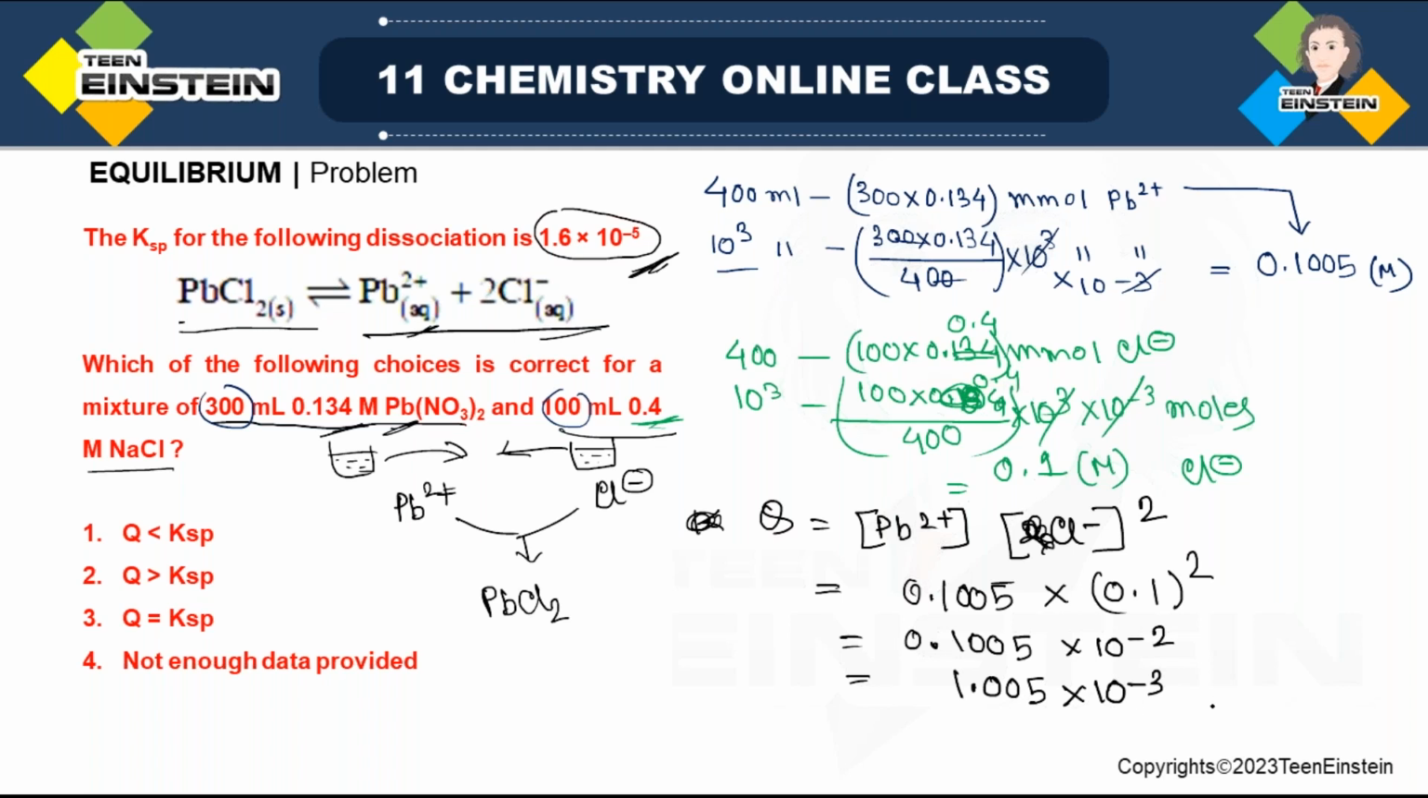So now the power will change, and this value of Q, just compare with this one. This is basically greater than the Ksp value which is given in the question. So Q is greater than Ksp.